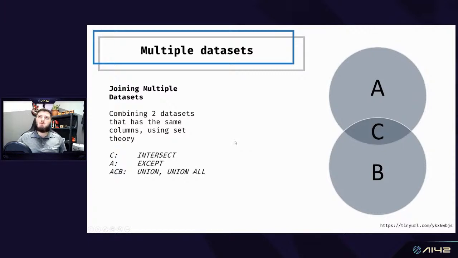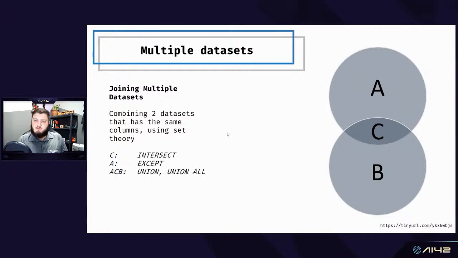But how do you say? Wait, there's more. You also have different set theory methods of getting your data to join together or combined in SQL. And the way you can do that is with union, except, intersect, and union all statements. Now, what's the difference between all of them?